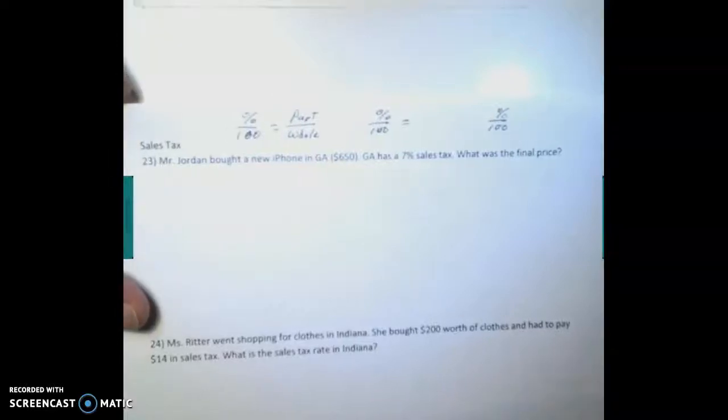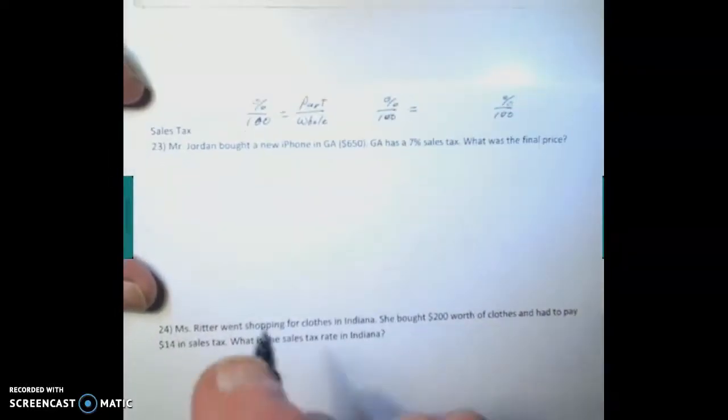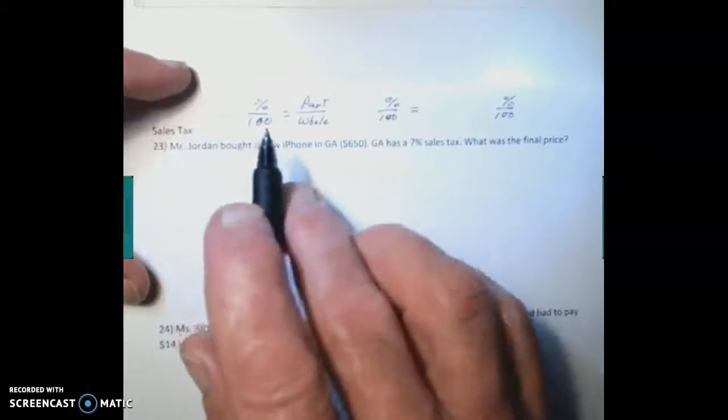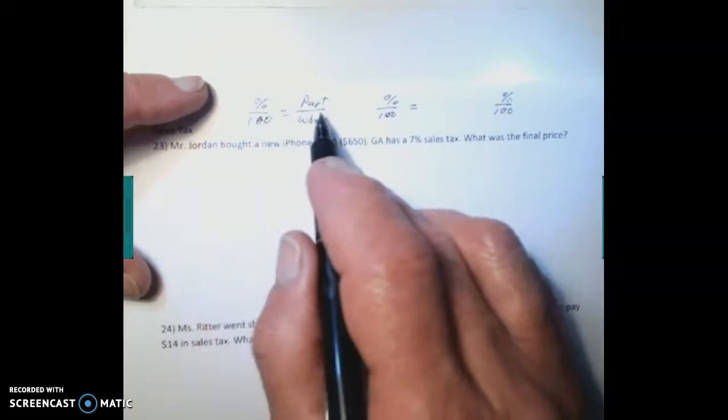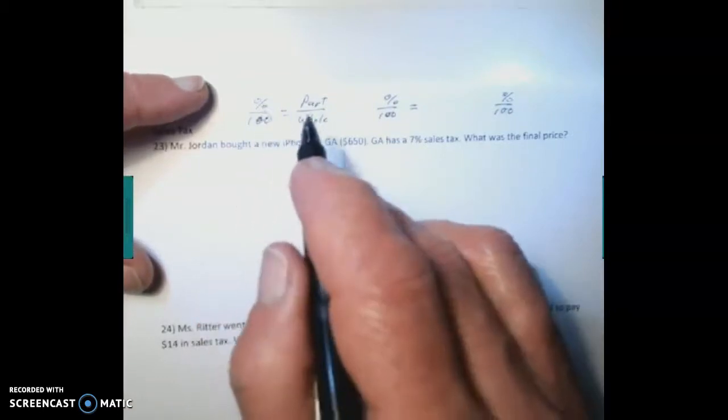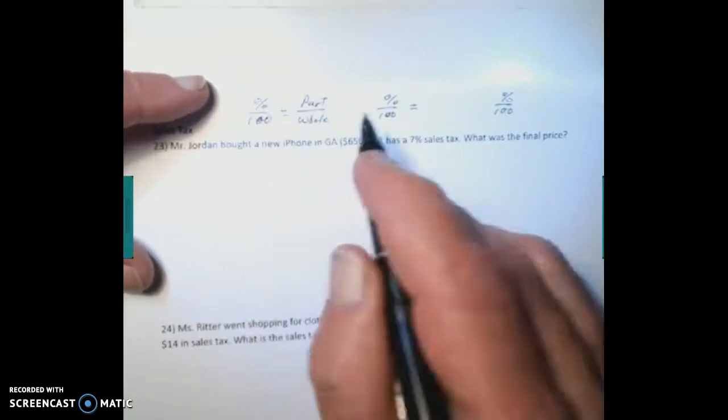Unit 6 Test Study Guide, question number 23. We're into sales tax, so first let's talk a moment about sales tax. We're going to use the percent proportion: percent over 100 equals part over whole.